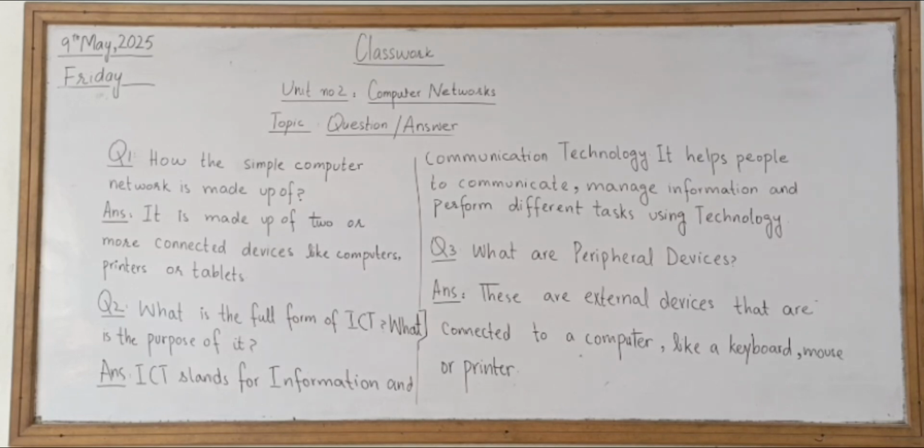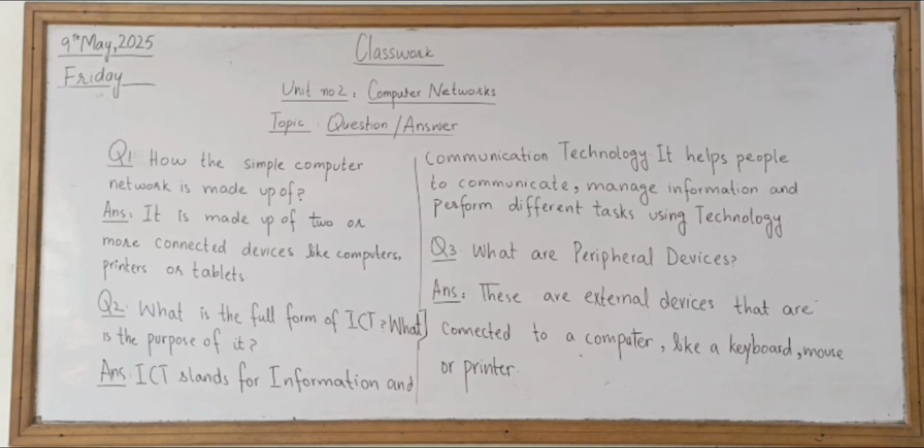When we connect more than one computer device together to form a network, then it is a computer network. For example, computers, printers or tablets. Question number 2 is: what is the full form of ICT? What is the purpose of it? First you have to tell me the full form of ICT. I stands for information, C stands for communication, and T stands for technology. So the full form of ICT is information and communication technology. There is an "and" between information and communication.